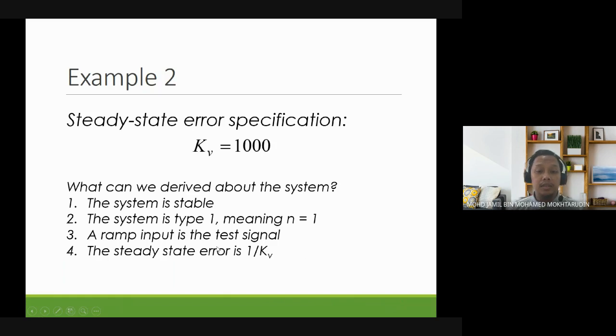And then the steady state error is 1 over Kv. Okay, so this is the information that you get if you are given this specification. So from here you can maybe design a transfer function suitable according to this criteria.